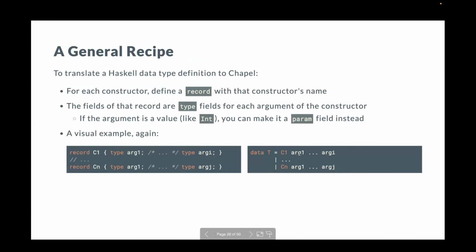So here's a general side-by-side visual example. You can have a Haskell data type which has 1 through n cases, each named C1 through Cn, and each of them has a different number of arguments, arg1 through argi and arg1 through argj. The way to encode this is basically to create one record for each constructor and have type fields for each of the arguments of the constructors. So type arg1 through type argi.